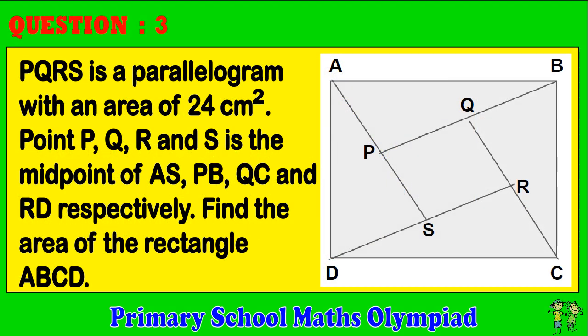Question 3. PQRS is a parallelogram with an area of 24 centimeters squared. Points P, Q, R, S are the midpoints of AS, PB, QC and RD respectively. Find the area of the rectangle ABCD.